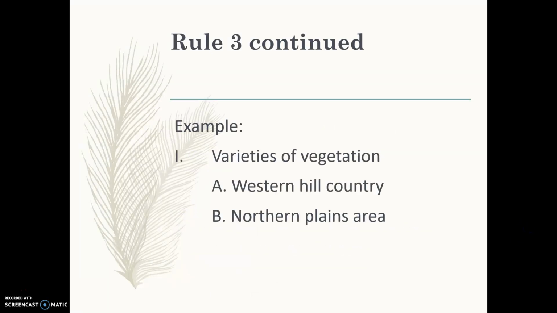Rule 3 continued. An example of an outline. You have 1. Varieties of vegetation, and you have A. Western Hill Country, and B. Northern Plains area. Notice that only the first letter of these are capitalized.